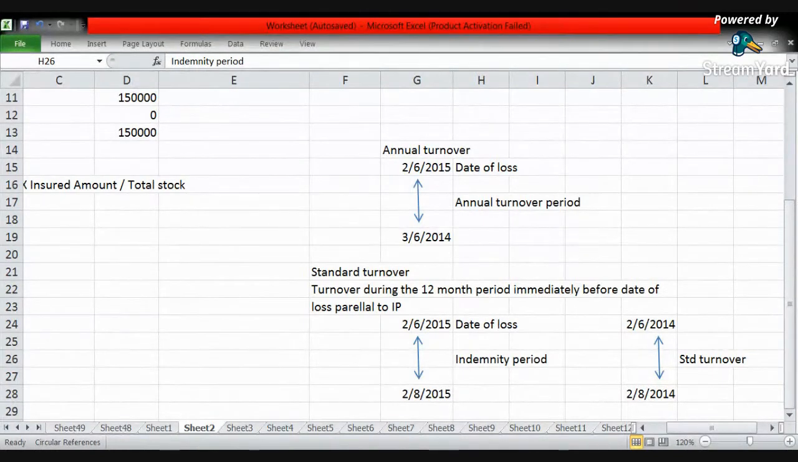Now, what we will do for loss of profit claim, you will have two steps. First step, it would be gross profit on short sale. I will calculate two types of claims here.